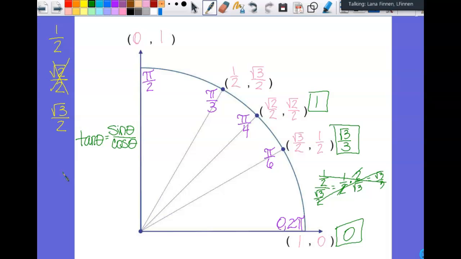So then when I get to pi thirds, y over x, I'm going to get the square root of 3 over 2 over 1/2. So that gives me the square root of 3 over 2 times 2 over 1. So that's just square root of 3.